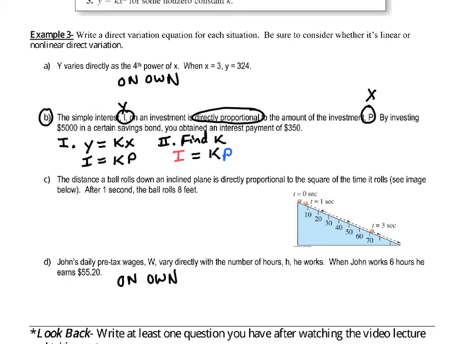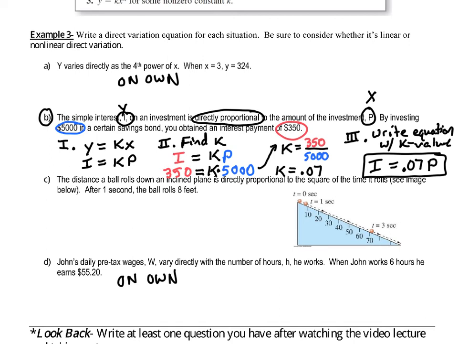However, we were given two other values. The first value I notice is $350, and that is an interest payment, so I will substitute that for I. The next value that I notice is $5,000, and that is the amount of the investment, and that represents P in this particular scenario. So now we have the equation 350 equals k times 5,000. We will now solve for k using simple algebra. By dividing both sides of this equation by 5,000, we enable ourselves to get k by itself. So 350 divided by 5,000 must be the value of k. That gives us a value of 0.07.